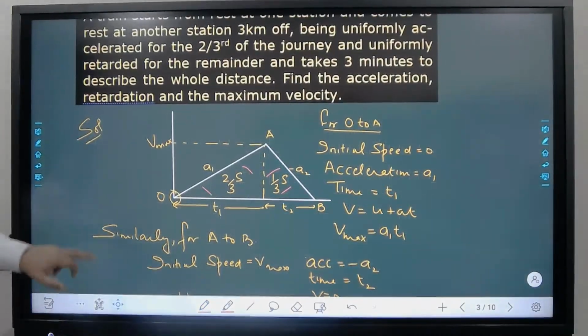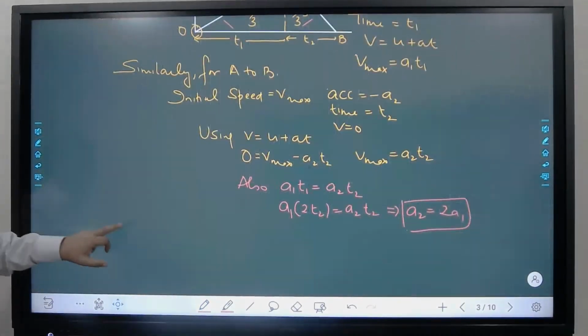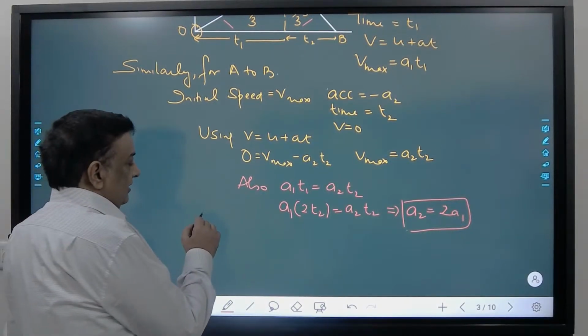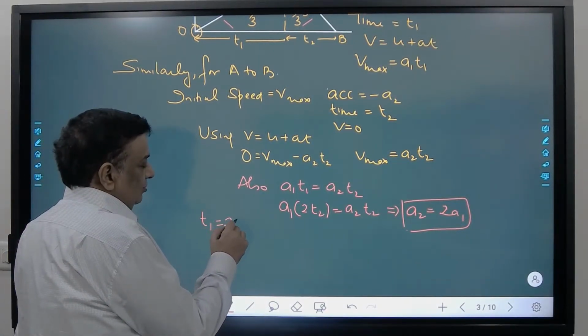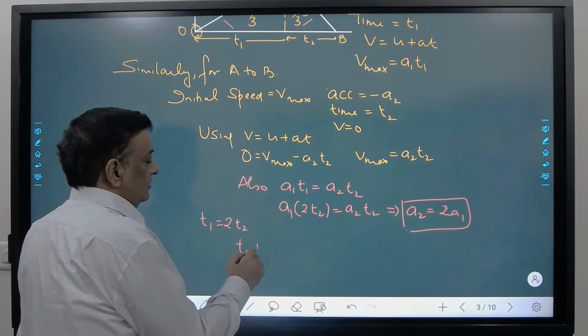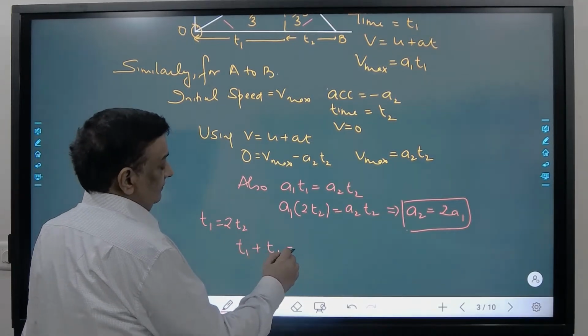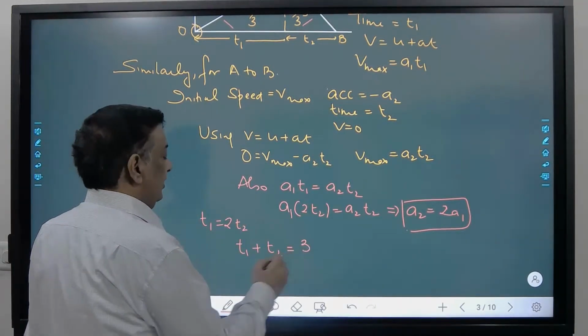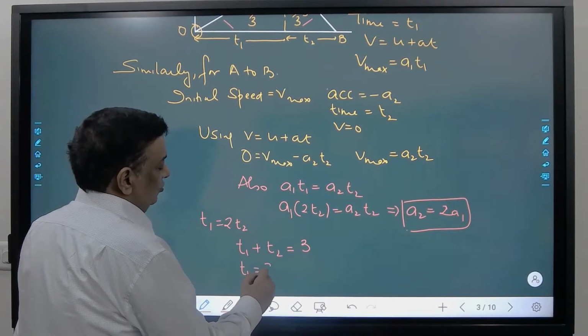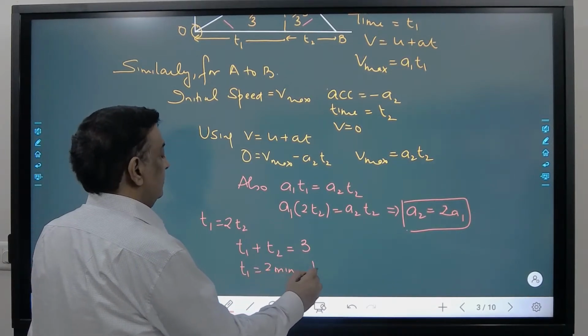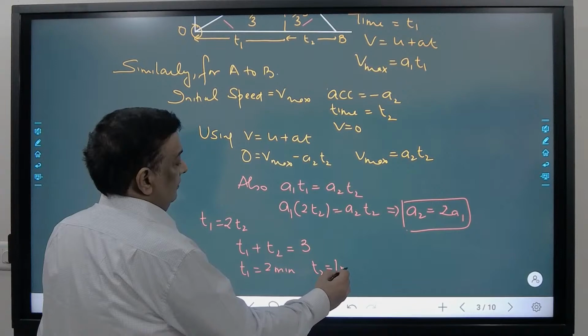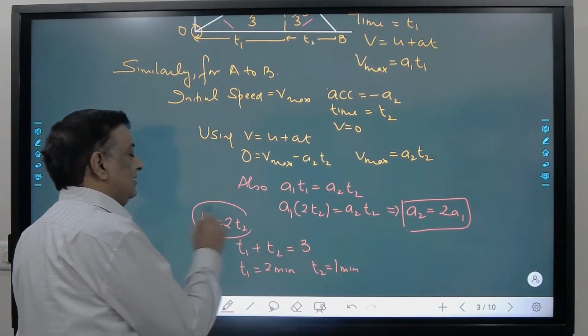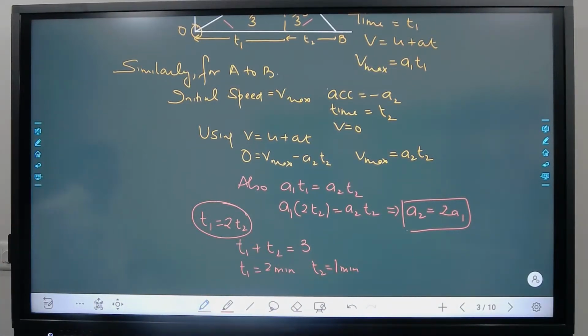Now we have to use that the total time taken is 3 minutes. We got T1 is equals to twice of T2, and T1 plus T2 is 3. That means T1 is 2 minutes. Then only this condition will be satisfied, that T1 is twice of T2. So the train accelerates for 2 minutes and then retards for 1 minute.